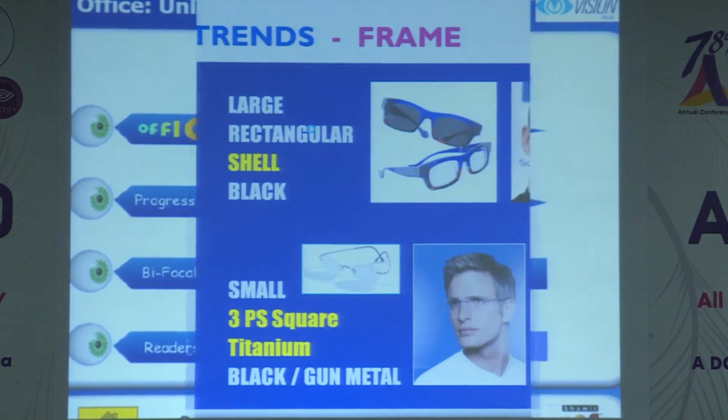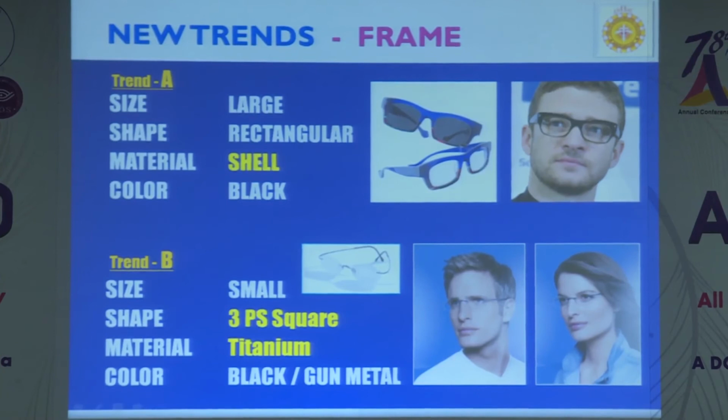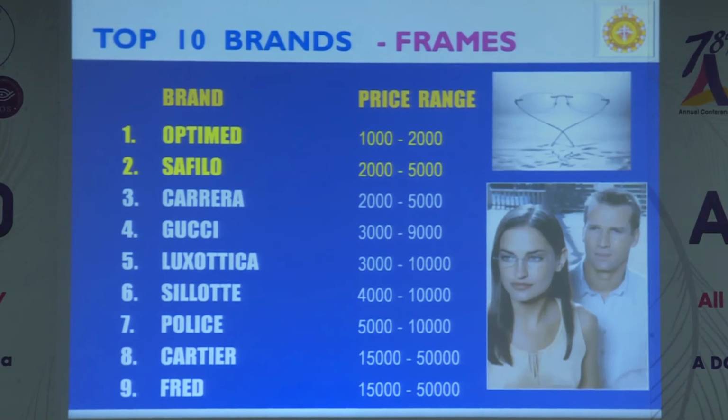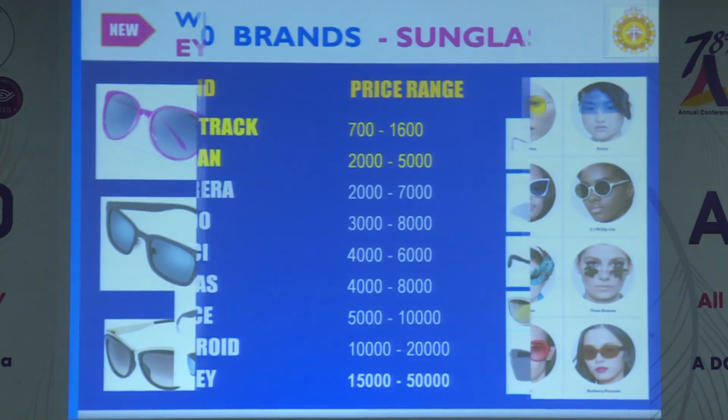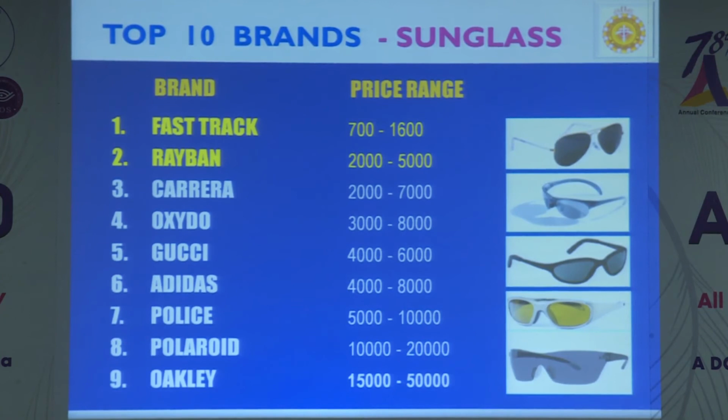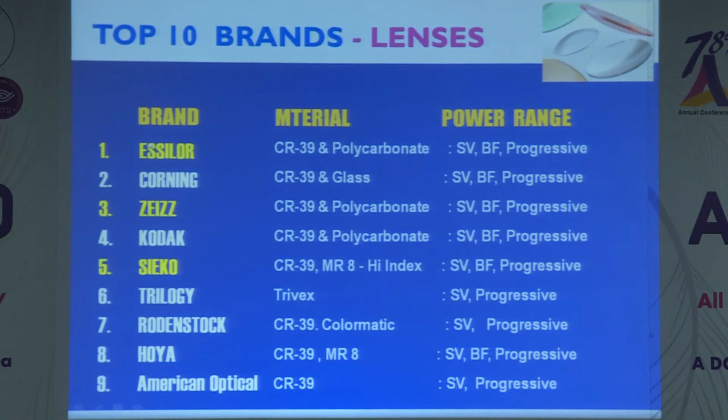Dr. Nirmal has already told you, there's Shell and Titan, everything is available. Price can vary from 1,000 rupees to 50,000 or 1 lakh rupees. Optimum and Sapphire are Indian brands; all the international brands, both original and duplicate, are available in the market. In sunglasses also, a lot of trends are going on. The market is flooded with sunglasses at different prices. The price can vary from 50,000 to 1 lakh, etc. The profit, Dr. Nirmal has already shared with you. For lens material, all the international brands are available. No lens is manufactured in India. All the blanks are imported from outside and they are doing only surfacing. All the international brands are available in the market.